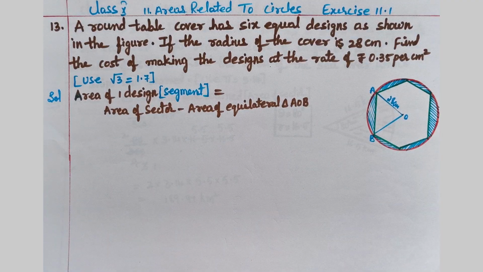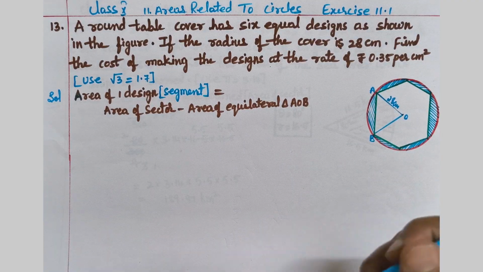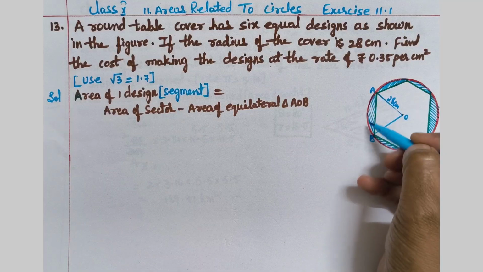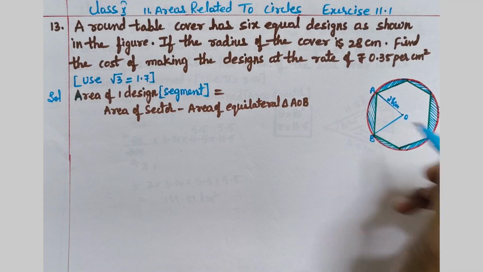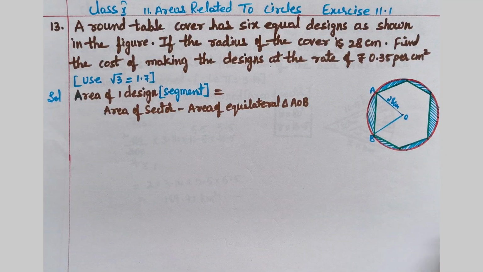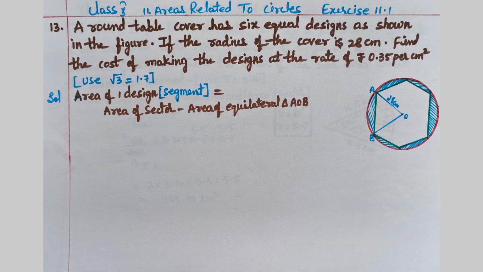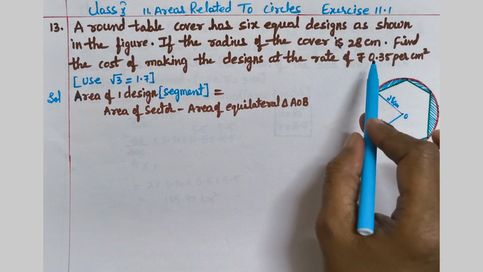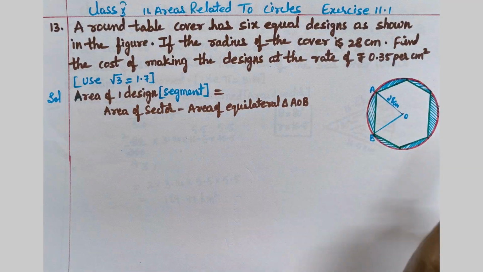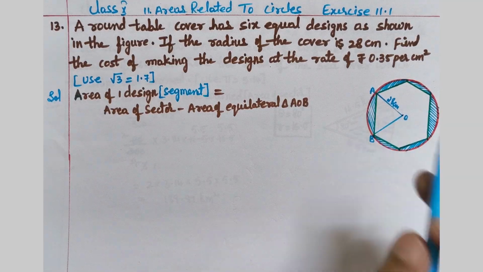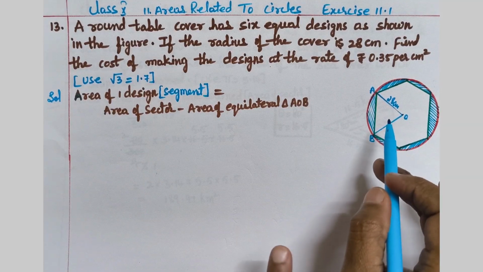How do we find the cost? First we will find the area of one design. One design area into the number of designs, which is 6, gives the area of all 6 designs. That multiplied by 0.35 rupees gives the answer. So first we find the area of one design.